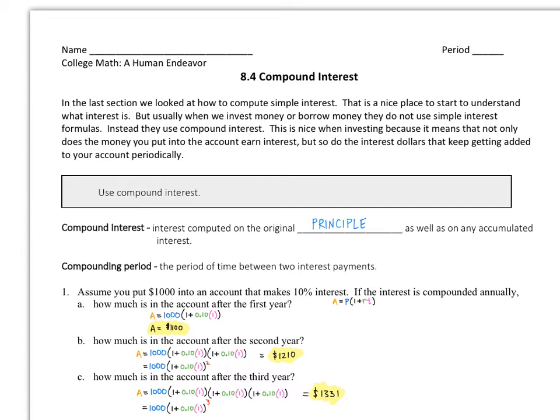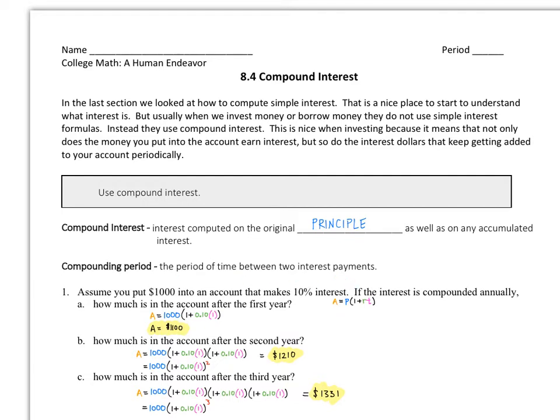This is nice when investing because it means that not only does the money you put into an account earn interest, but so do the interest dollars that keep getting added to your account periodically. So your interest is earning interest, which is earning interest, et cetera. Compounding interest is when interest is computed on the original principal as well as any accumulated interest. That's different than simple interest, okay? A compounding period is the period of time between two interest payments.